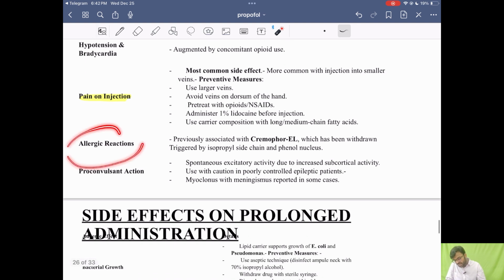Then sometimes it could be pro-convulsant. How? There is spontaneous excitatory activity due to increased subcortical activity, which could further lead to excitatory activity. So whenever the patient is epileptic, use it with some caution. It is like a double-edged sword. If the patient is epileptic, use propofol with a little caution. In some situations, myoclonus and meningismus have been reported.